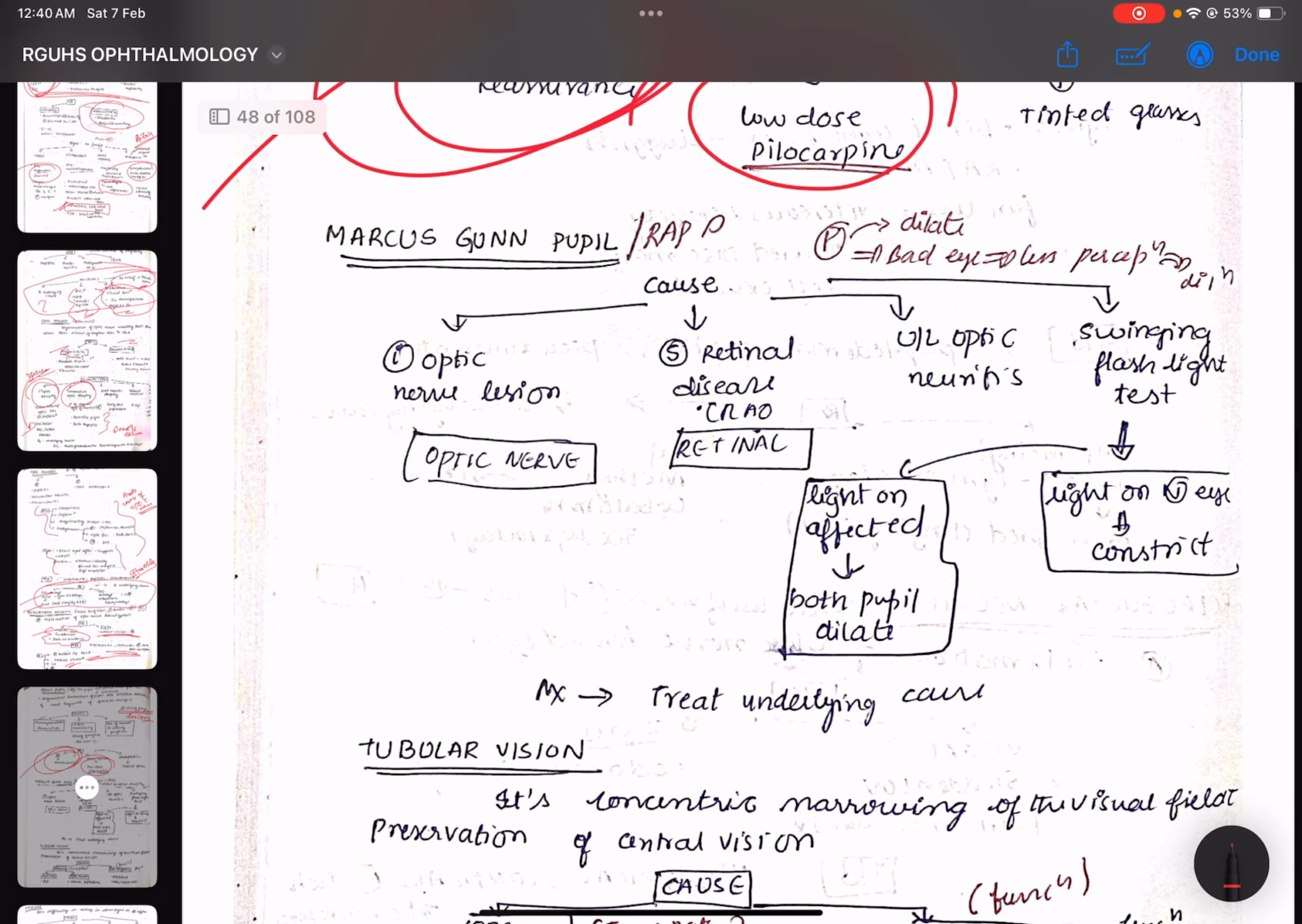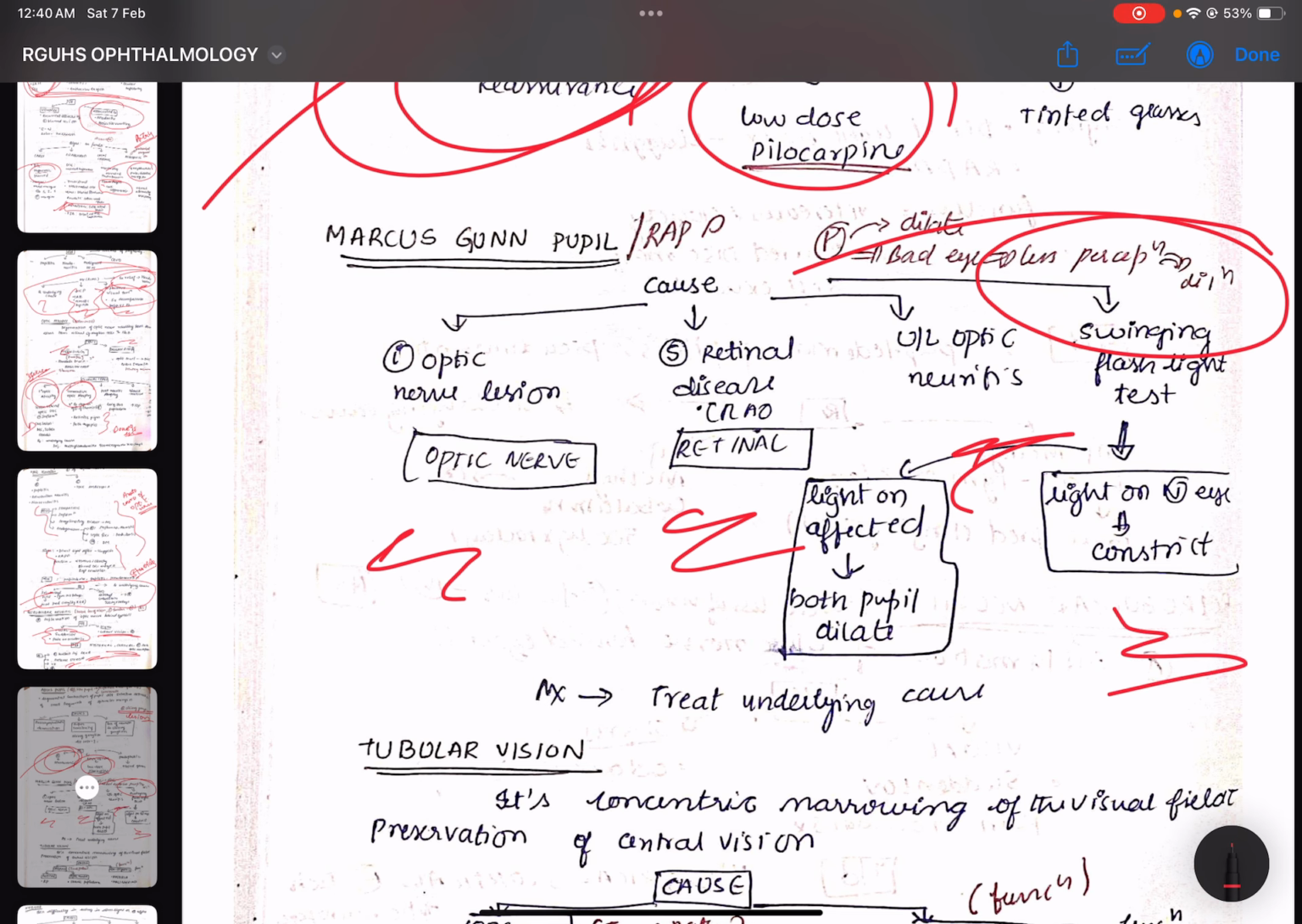Again, RAPD or Marcus Gunn pupil, again what they found out was, when they flashed the light, the other pupil dilated, but when they flashed it to the diseased eye, it didn't dilate. So basically, what was the cause? Less perception of light was what they found out. Again, these are the causes. Okay, something related to CNS and PNS. Divide it and place it accordingly.